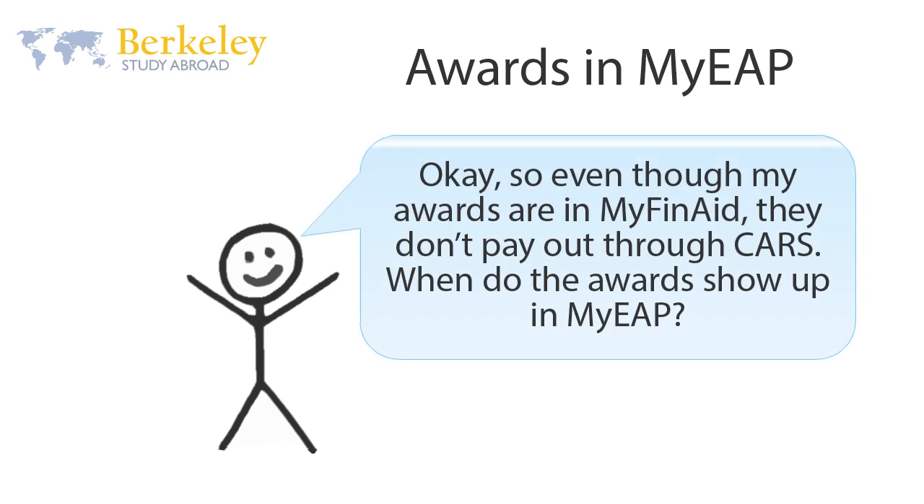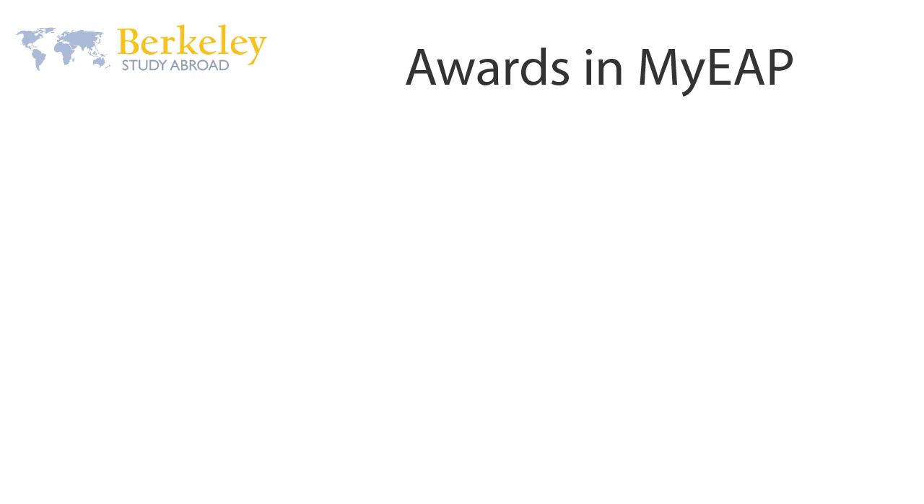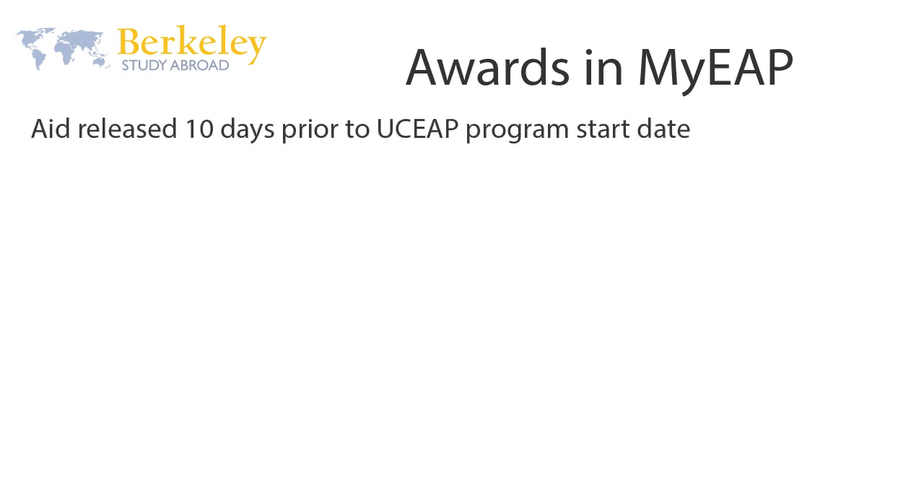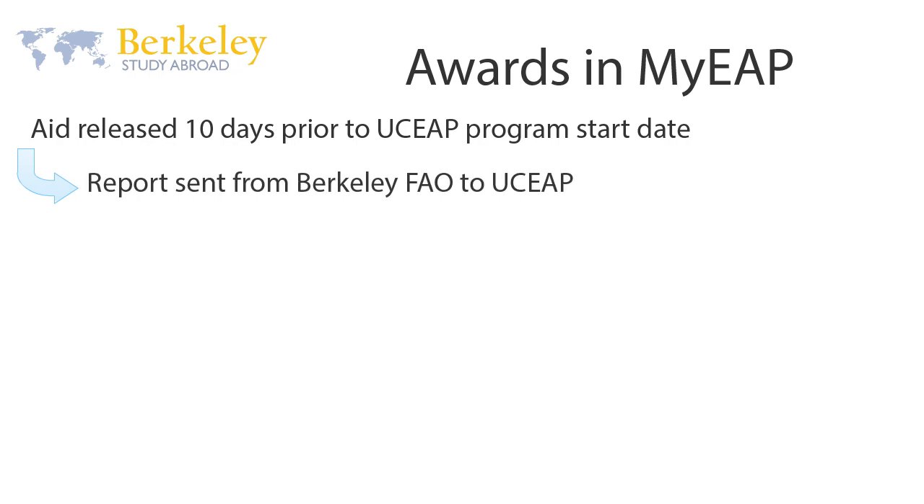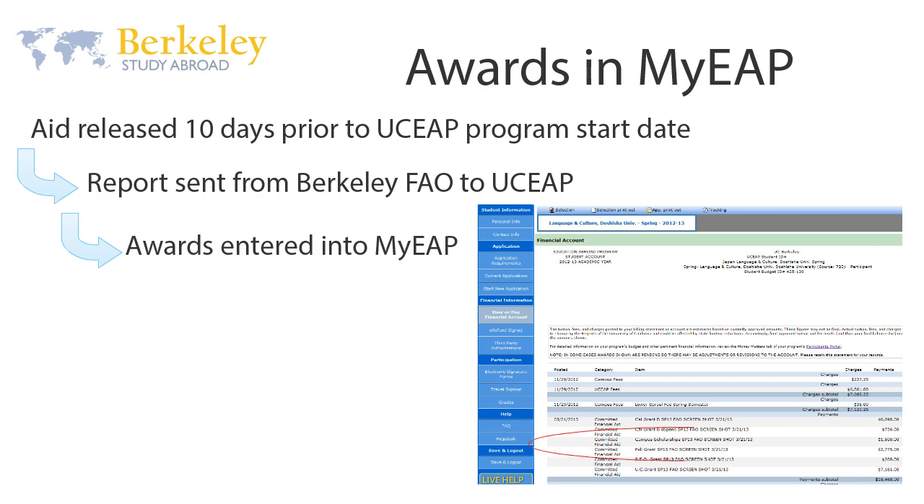Okay, so even though my awards are listed in the Berkeley MyFinaid system, they don't pay out through CARS. When do the awards show up in my EAP then? The Berkeley Financial Aid Office must comply with federal guidelines for release of financial aid, which currently prohibits aid from being released more than 10 days prior to the start date of your program. Once funds can be released, the Berkeley Financial Aid Office sends a report with your awards to the system-wide office of UCEAP. The UCEAP financial analyst for your EAP program enters all awards on the report into your MyEAP account.